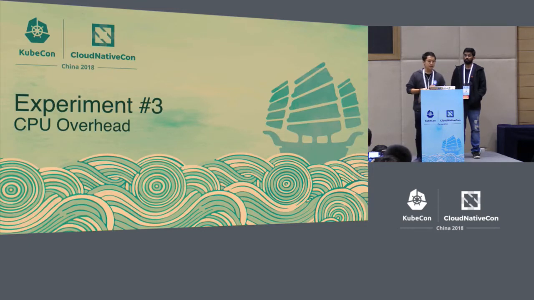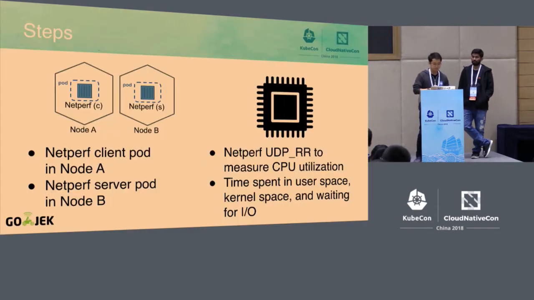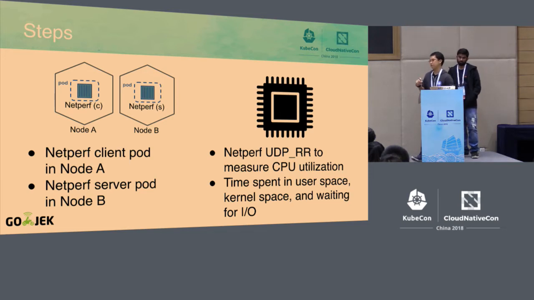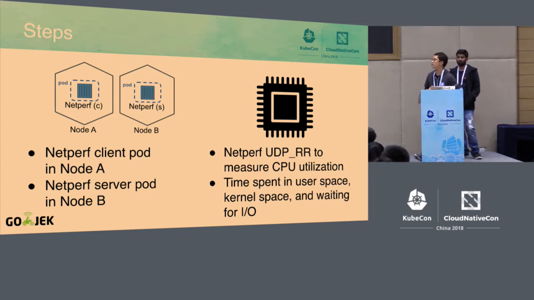Our third experiment is on the CPU overhead that each CNI plugin introduces to Kubernetes. We were using Netperf, a pretty famous tool for performance benchmarking. We particularly use their unique feature called UDP_RR, which utilizes UDP to measure CPU utilization of each of these plugins. By using this UDP_RR, we could measure the time spent in user space, kernel space, and waiting for I/O.